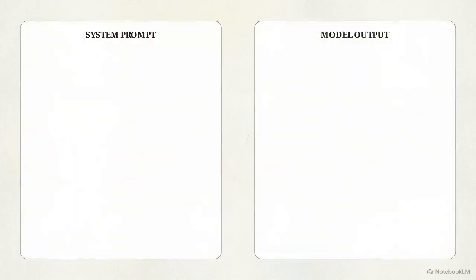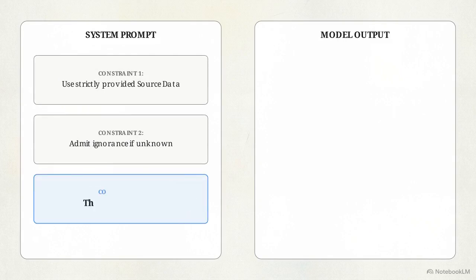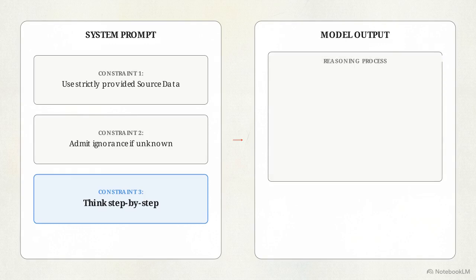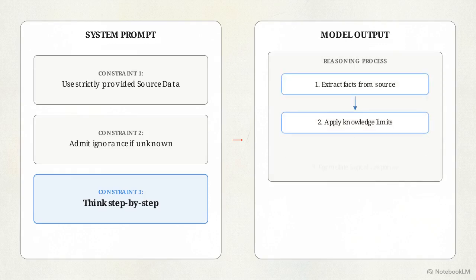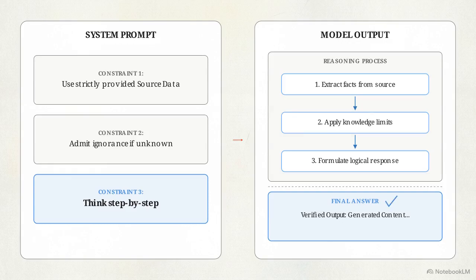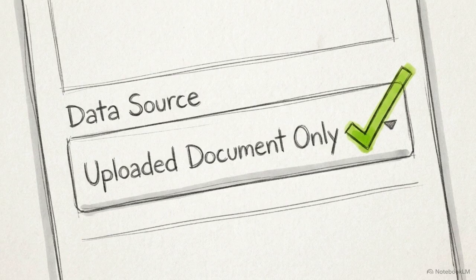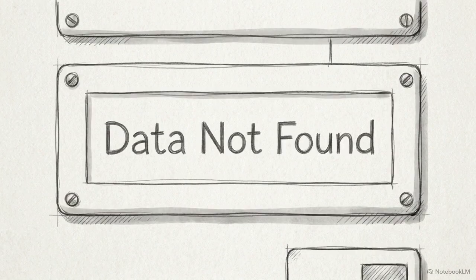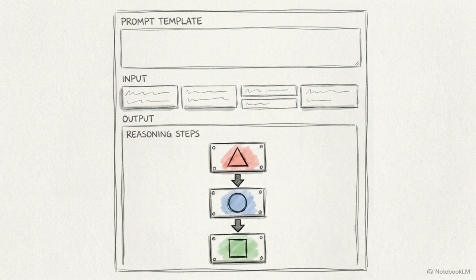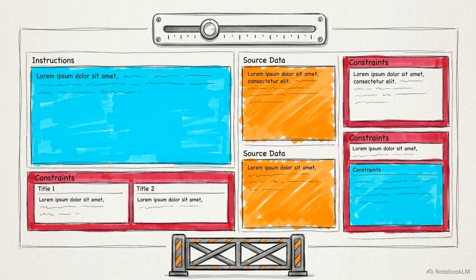For the third constraint, explicitly type the command instructing the AI to think step by step before delivering its final answer. This step-by-step command forces the model to show its work. It visibly separates the reasoning process from the final answer, allowing you to trace exactly how the system evaluated the data. By forcing the AI to rely only on provided text, giving it permission to admit ignorance, and requiring visible logic, you create the structural barriers needed to block the fabrication of information.